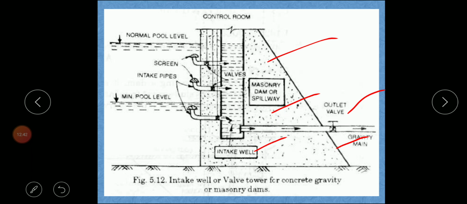Minimum pool level. These are the intake pipes. Here also the screens are provided to prevent the entry of floating matter or any large solids or debris. And this level is called normal full level. Here also the control room is provided for operating the valve system.